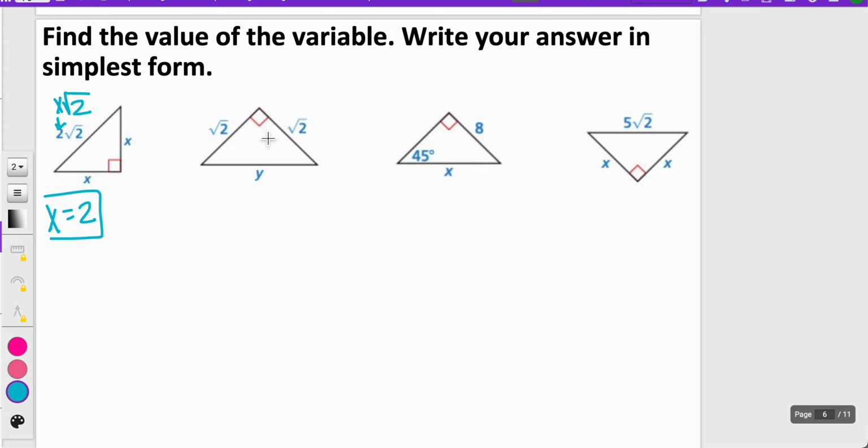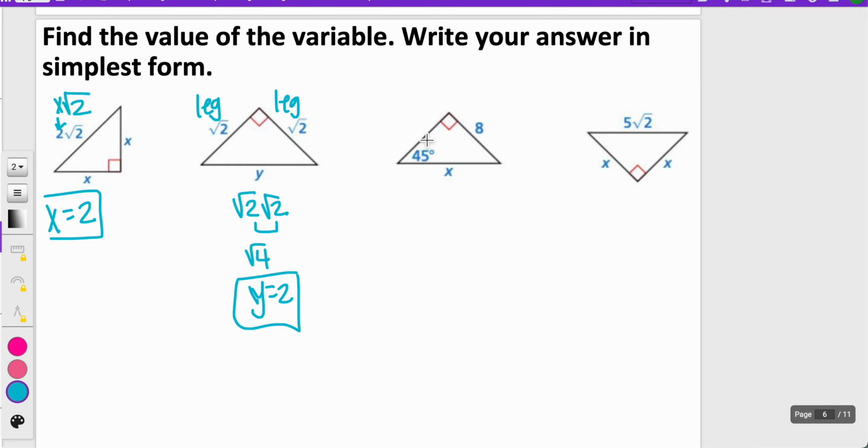However, for the next one, we notice that our legs are the square root of 2, and the hypotenuse is just our leg times the square root of 2. So here's our leg, and then times again by the square root of 2. This is going to give us the square root of 4, which is equal just to 2. So y is equal to 2.